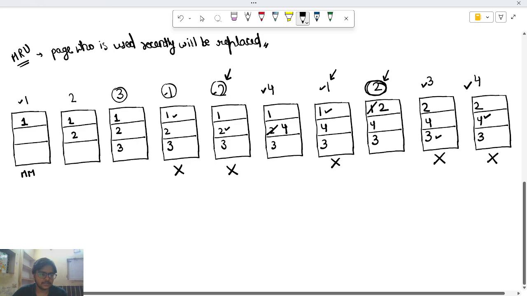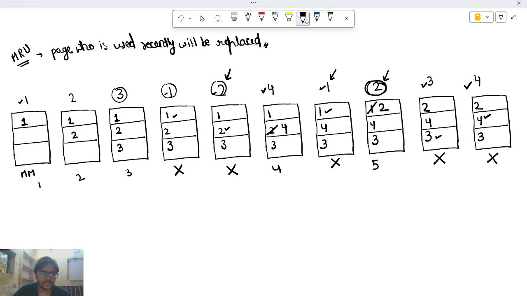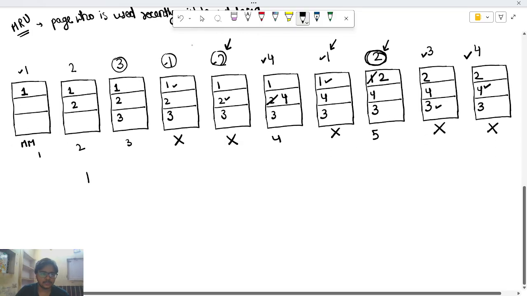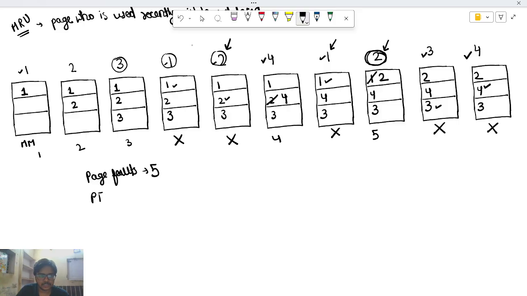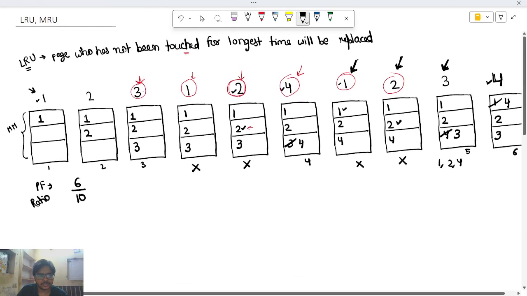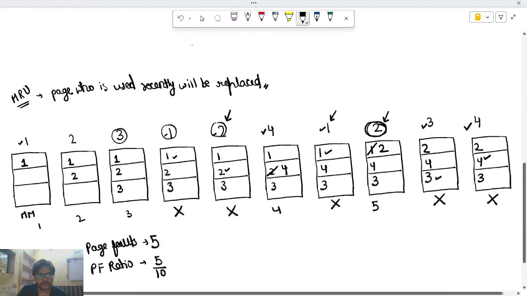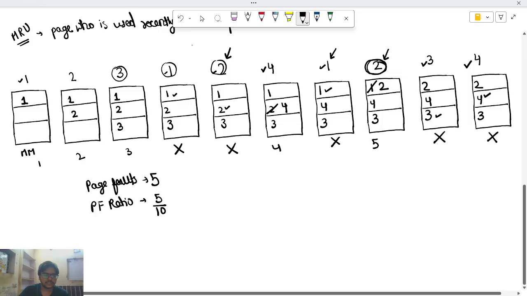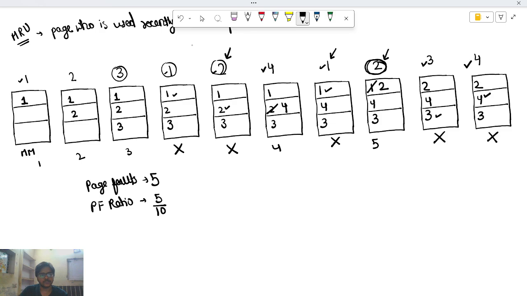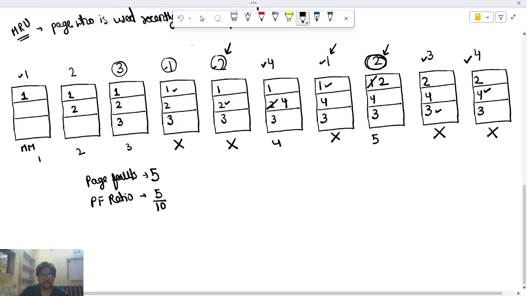So you can see here 1 2 3 4 5, how many page faults are there? There are 5 page faults. And what is the page fault ratio? It is 5 out of 10. Okay, and in the LRU it was 6 out of 10. That means in this case MRU has performed better than LRU because there are fewer page faults.